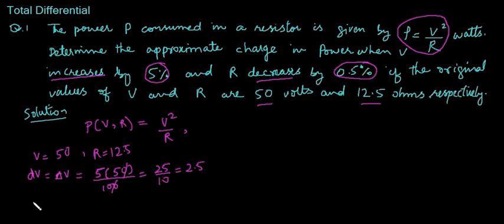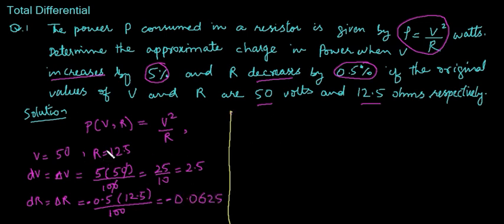In a similar manner, the value of R decreases by 0.5%, as given here. So the change in R will be 0.5 multiplied with the value of R, that is 12.5, and then divided by 100 to get the value of the change. We place a minus sign because of the decrease, and when you simplify, you will get the data: the function, the values of V and R, and then the change in V and the change in R.